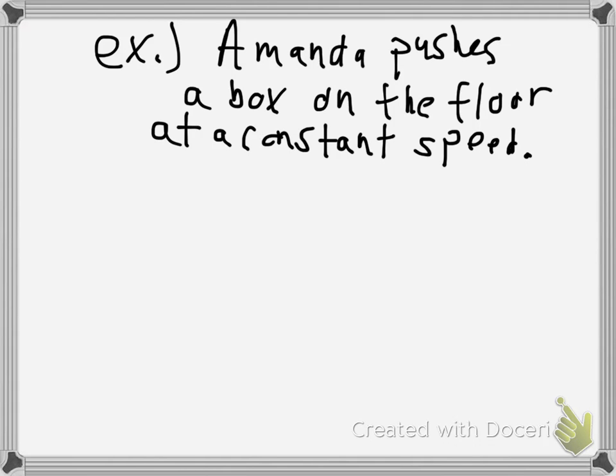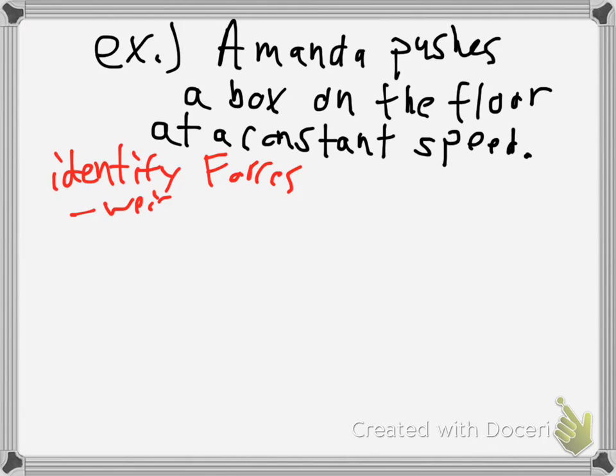Alright, so here's our second example. Amanda is pushing a box on the floor at a constant speed. Let's identify the forces here. There's a lot compared to the other example. So we know we have weight. We always have weight, and this is on the box, because the box is what's going at a constant speed. I'm not asking about the forces on Amanda. So we know there's weight, and it is on the floor.